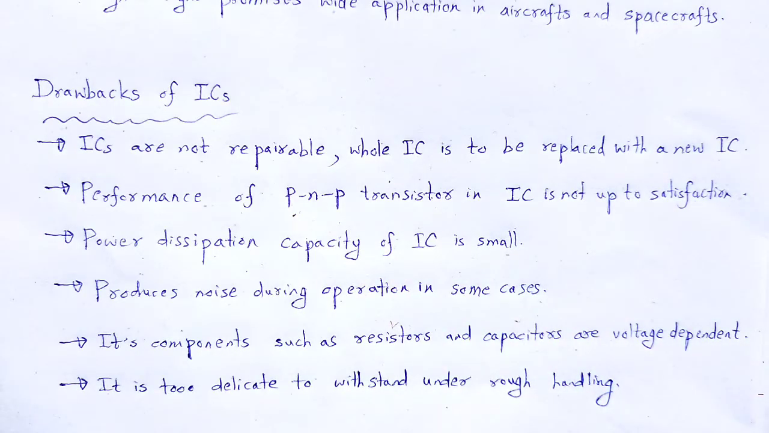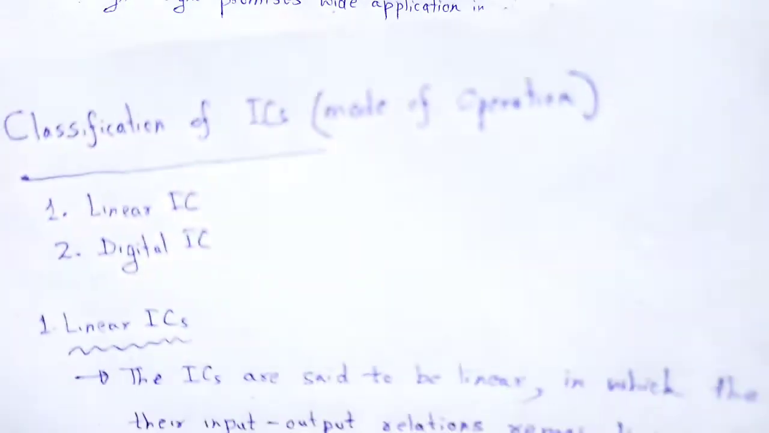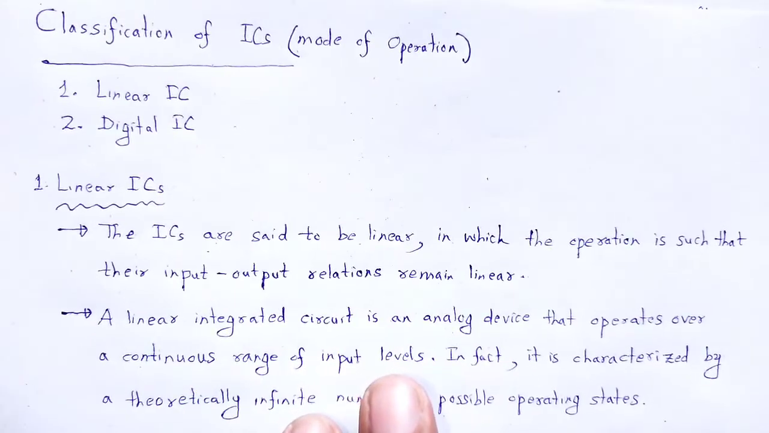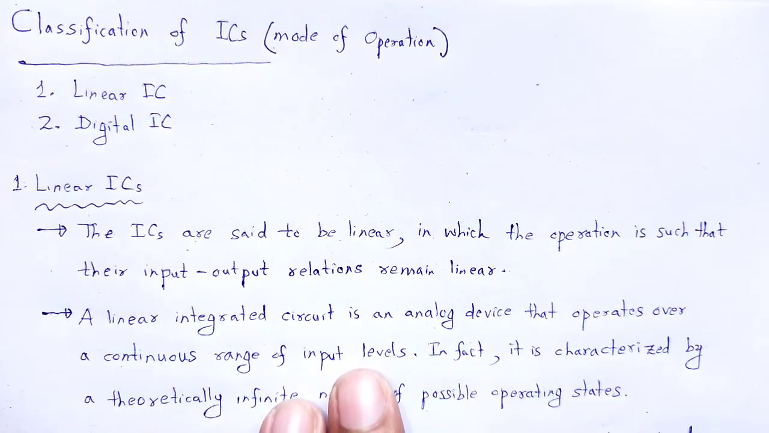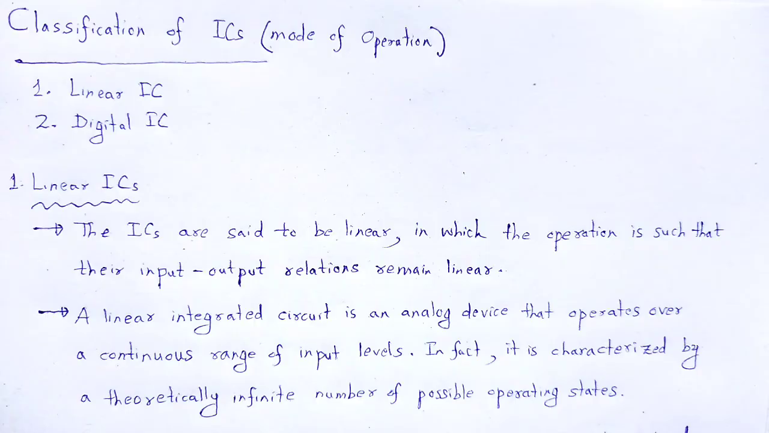Next, the classification of ICs. On the basis of mode of operation, we classify ICs into two categories. One is linear IC, another one is digital IC. Let me discuss one by one.